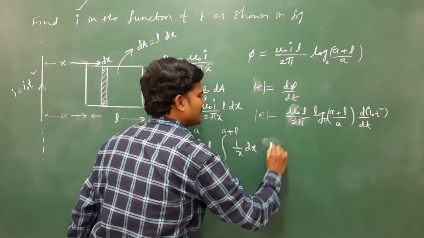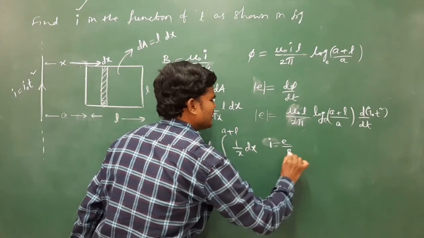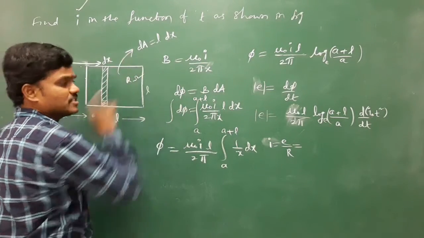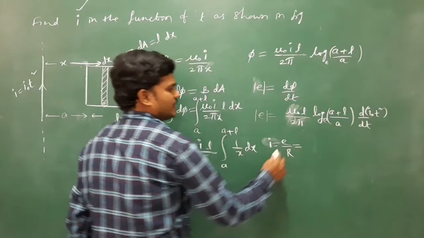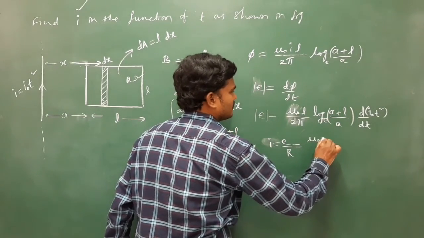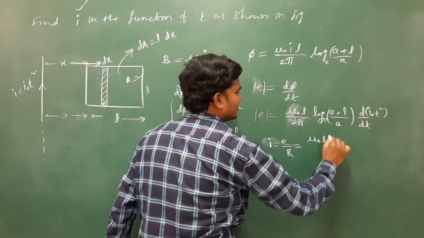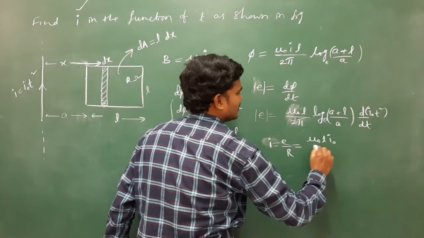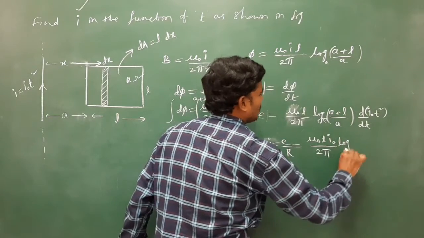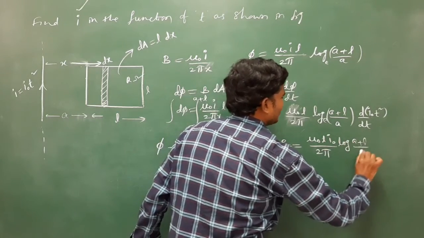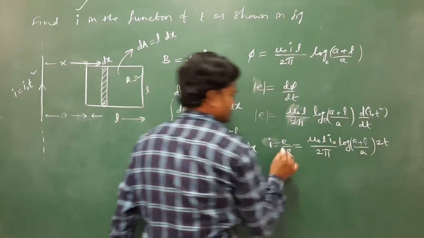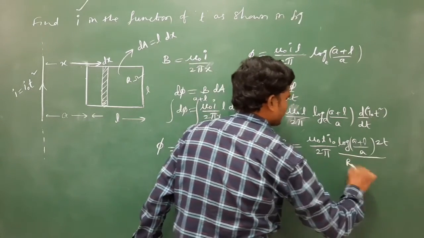Okay. Now let me write current. Current is nothing but EMF by resistance. R is the resistance of this loop. So EMF by resistance, EMF is this. So μ0 L, take this I0 outside, I0 by 2π, log of (a plus L by a), and the derivative of this one is 2t, and this resistance is R.